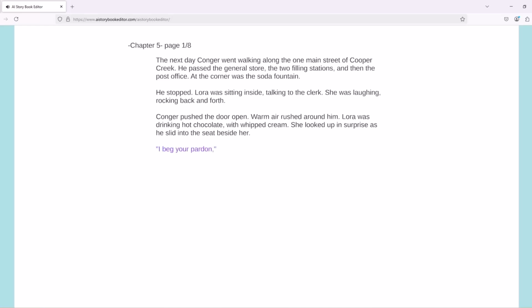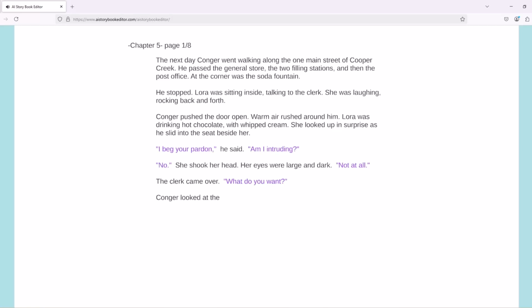"I beg your pardon," he said. "Am I intruding?" "No." She shook her head. Her eyes were large and dark. "Not at all." The clerk came over. "What do you want?" Conger looked at the chocolate. "Same as she has." Laura was watching Conger, her arms folded, elbows on the counter.